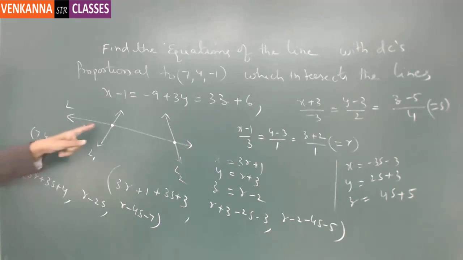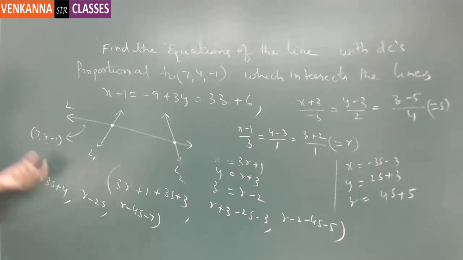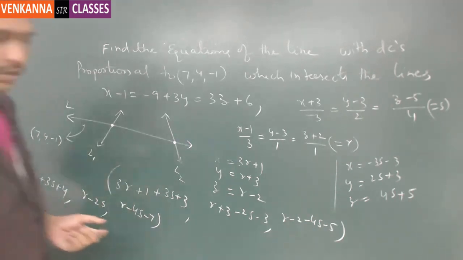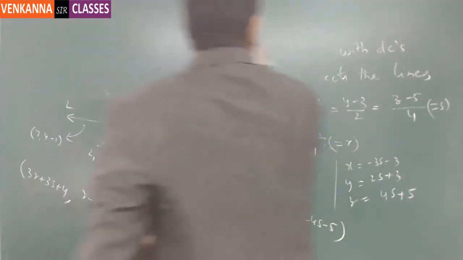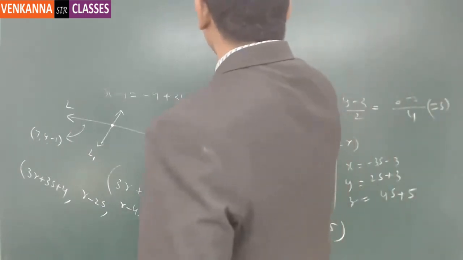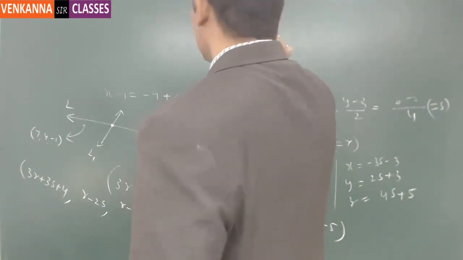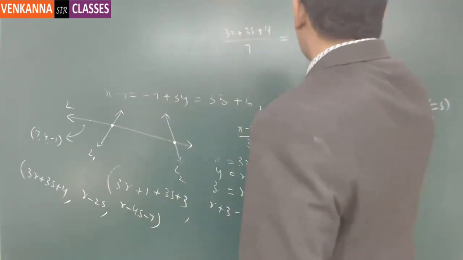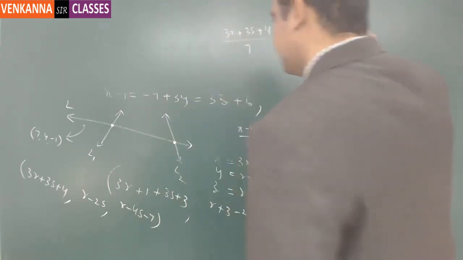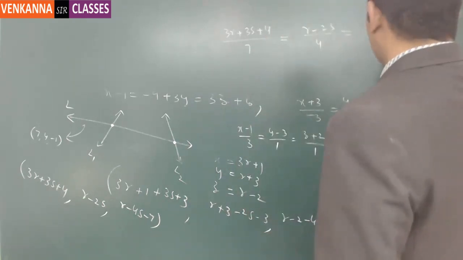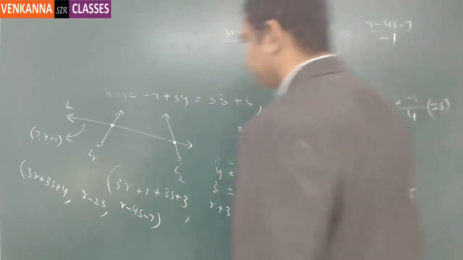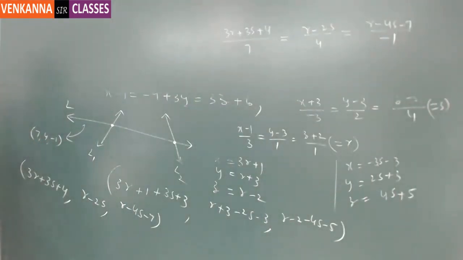Now understand that the line DRs are proportional to this one. So these three values are proportional to this as per the given problem. So if you consider the respective fractions, we will write 3r plus 3s plus 4 by 7 is equal to r minus 2s by 4 is equal to r minus 4s minus 7 by minus 1. So apart from taking the proportionality constant, straight away let us cross multiply them.